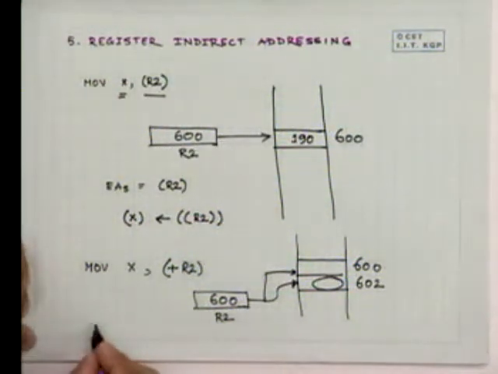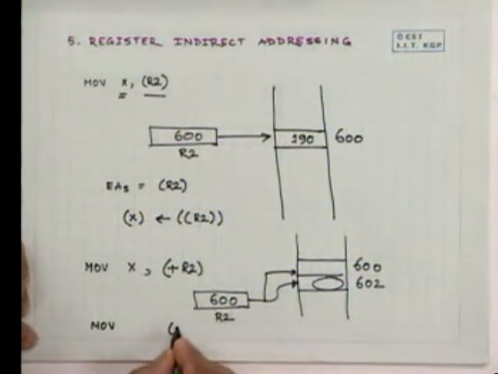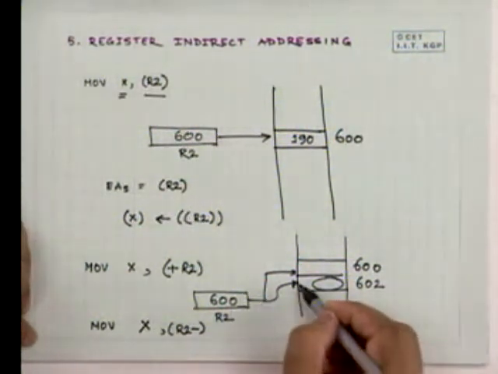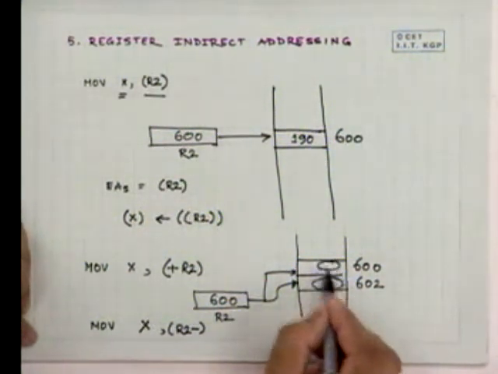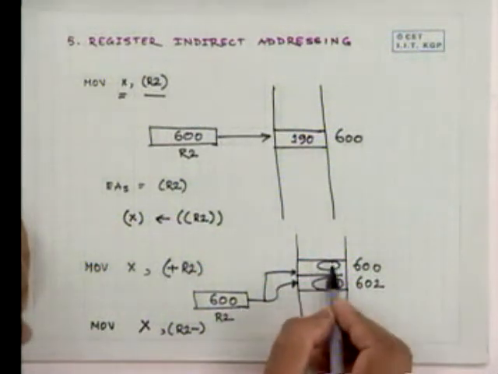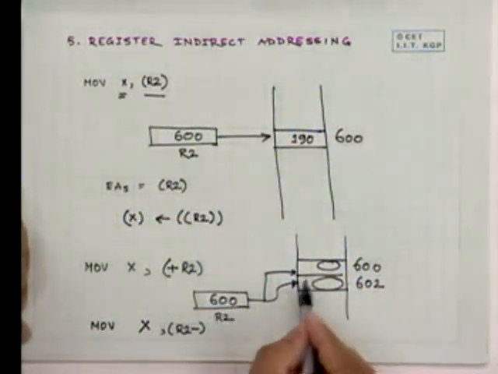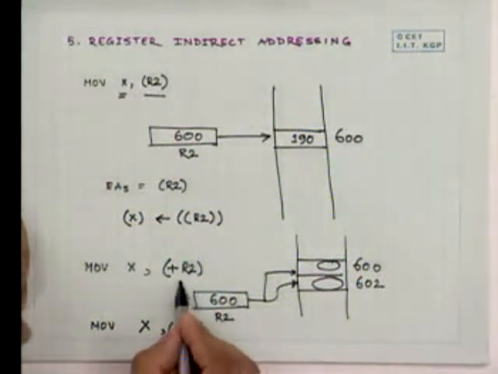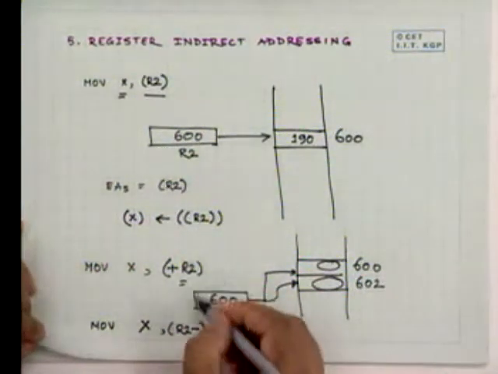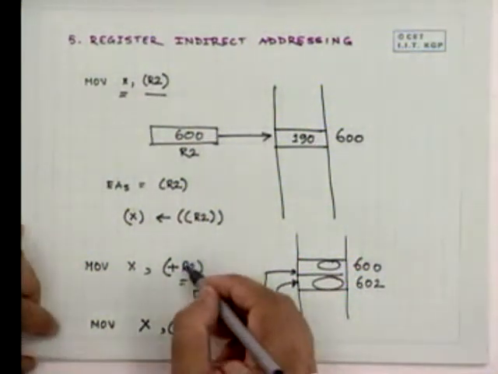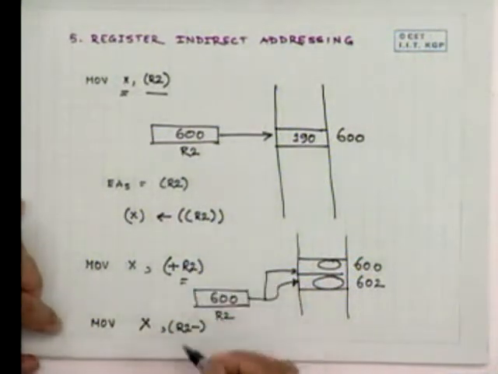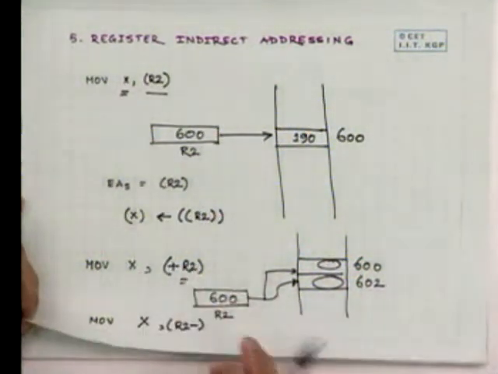Similarly, we can say move R2 minus to say X2, which means the register will be decremented first and then the content of the memory location pointed to by R2 will be taken, right? Now you see that this is more or less equivalent to what can be used for the push and pop operation that we had with the stack pointer.